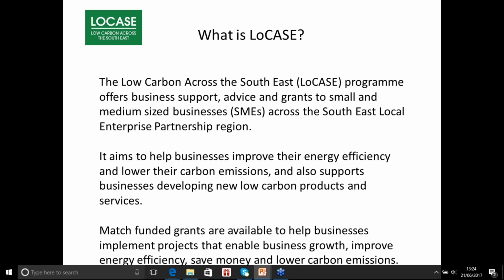There are also some businesses out there that are developing new low carbon products and services, and we are trying to help those businesses to grow so that when somebody comes along and wants something that's more energy efficient, there's an organisation out there that can supply it to them. We've got grants, they're match funded grants, so we put in some and the business puts in some. It will help you to grow your business, save money, be more energy efficient, and lower your carbon emissions.